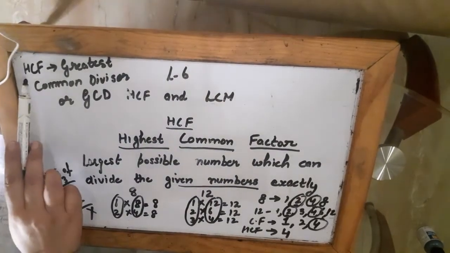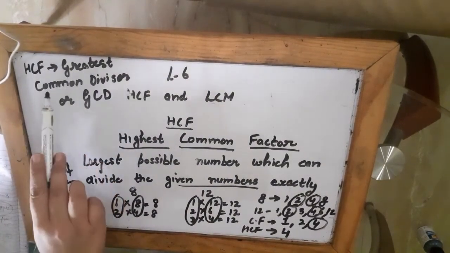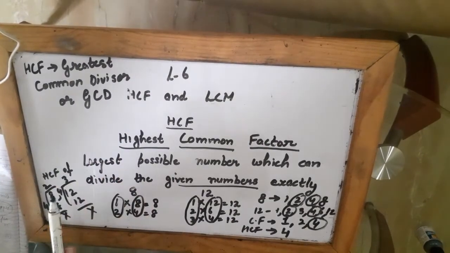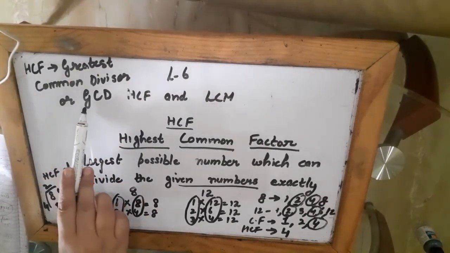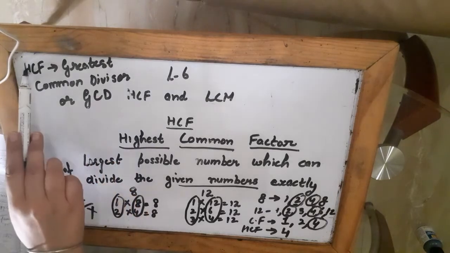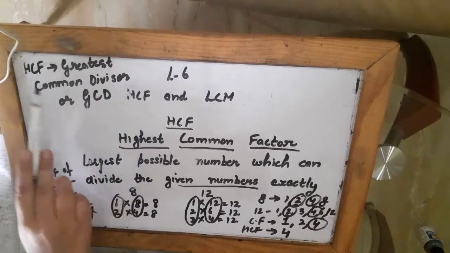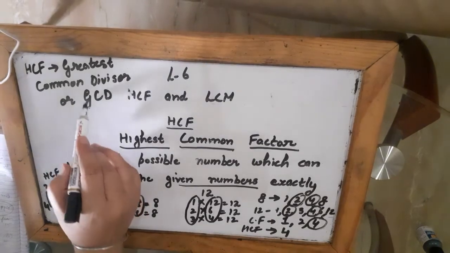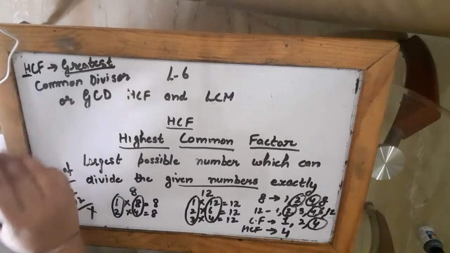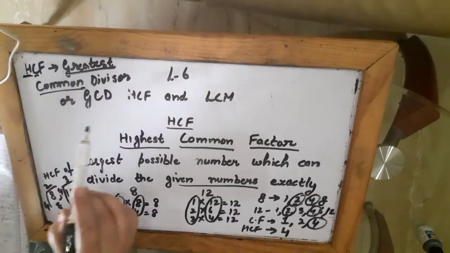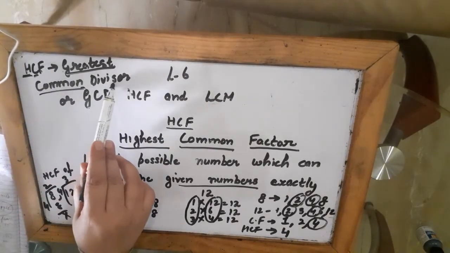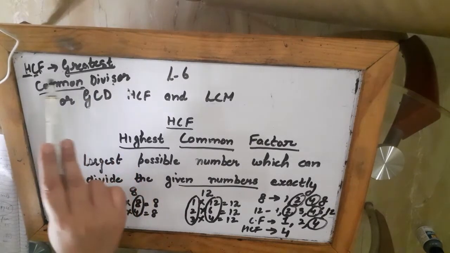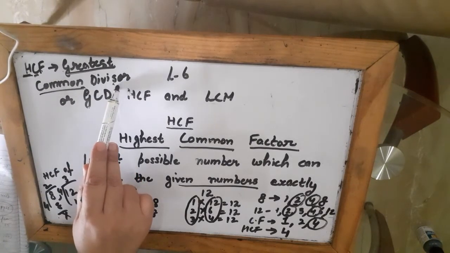HCF is also called greatest common divisor, or you can say GCD. It's the same as HCF. HCF is also called GCD or greatest common divisor. Now, greatest means highest only, common, and factor is also the divisor. Factors of numbers are also called divisors.